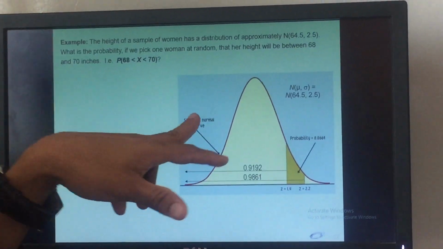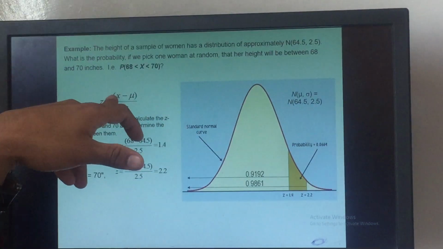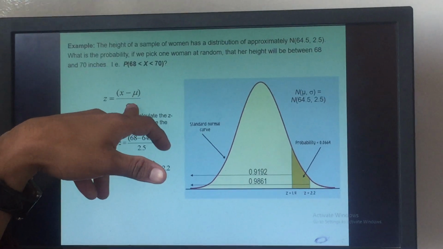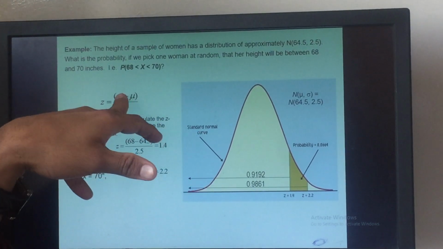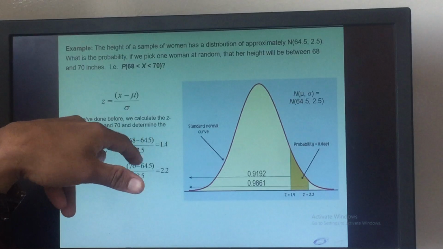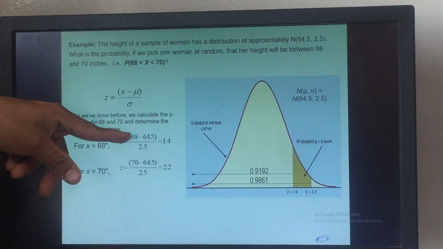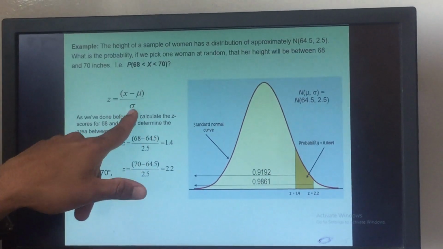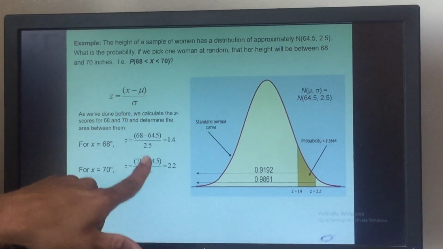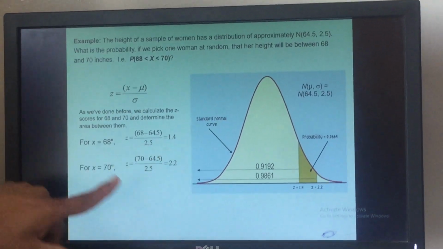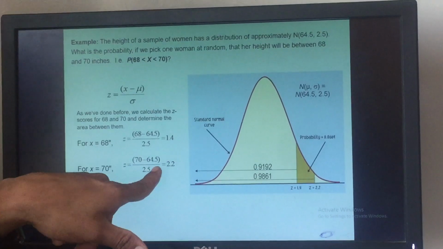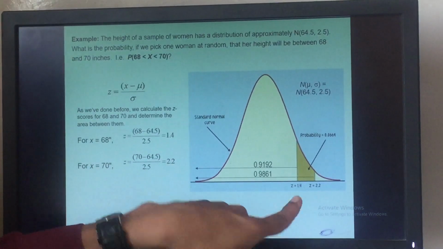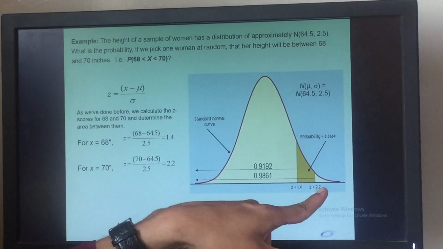Now we do the Z transformation. Z is x minus the mean, divided by the standard deviation. For x equal to 68, we have 68 minus the mean 64.5, divided by the standard deviation 2.5 given in the question, which becomes about 1.4. For x equal to 70, z is equal to 2.2. So z is 1.4 and z is 2.2.